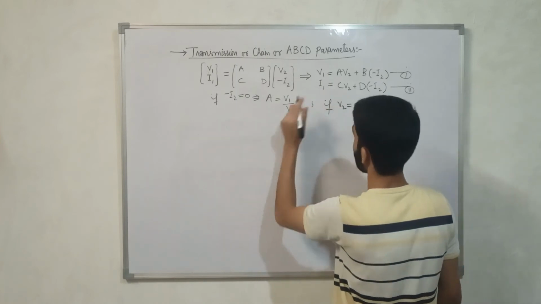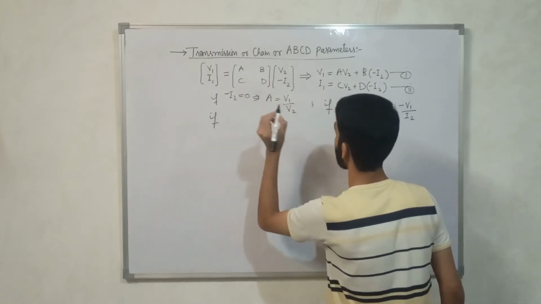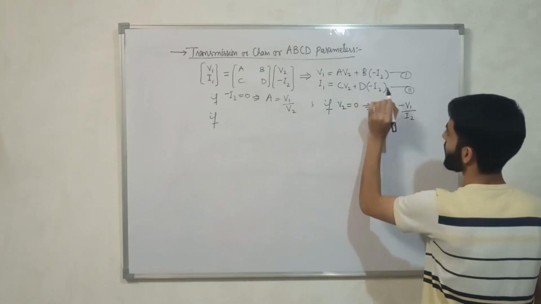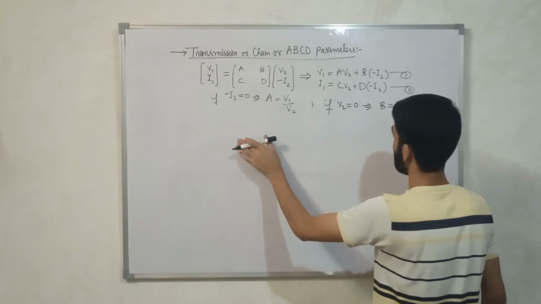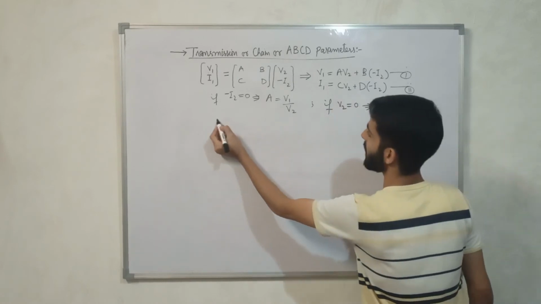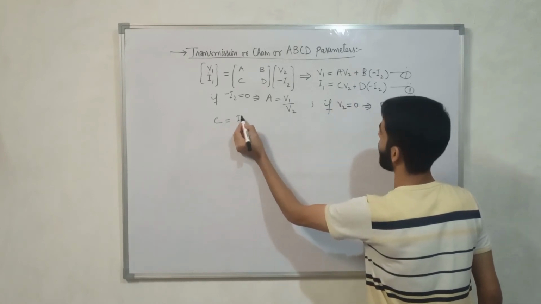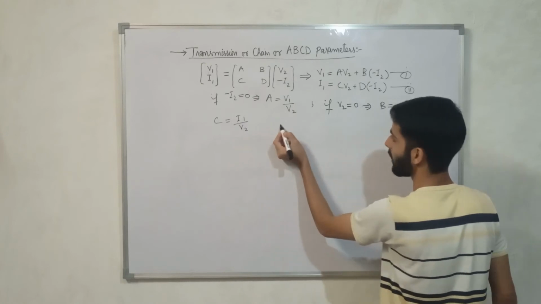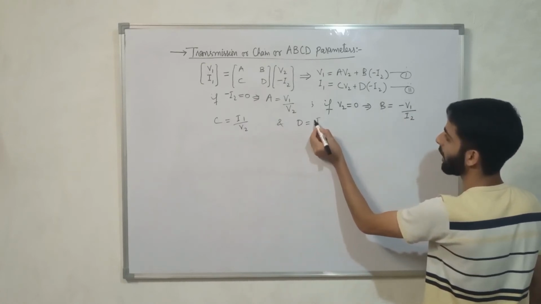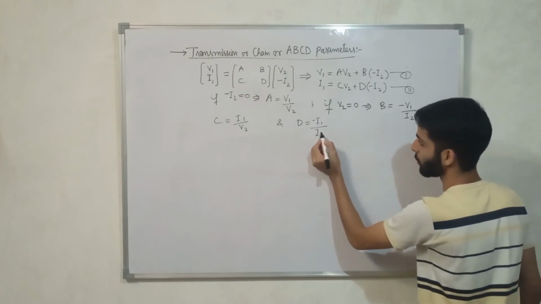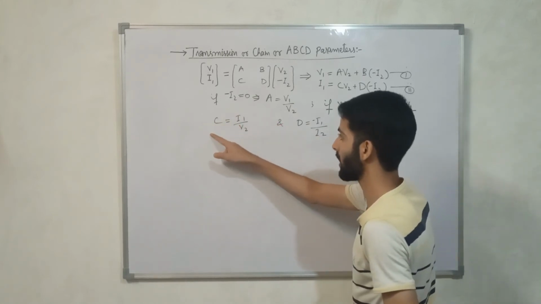If from the second equation, minus I2 equal to 0, so narrating it only orally, we will write directly C equals I1 upon V2, and what will be D? D will equal to minus I1 upon I2.